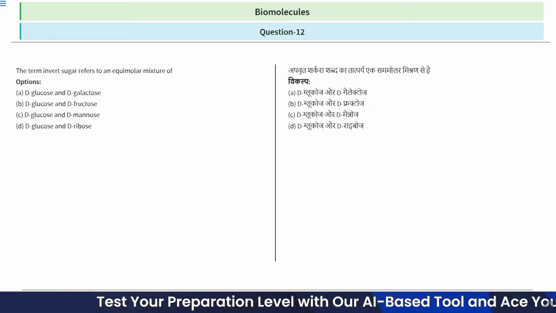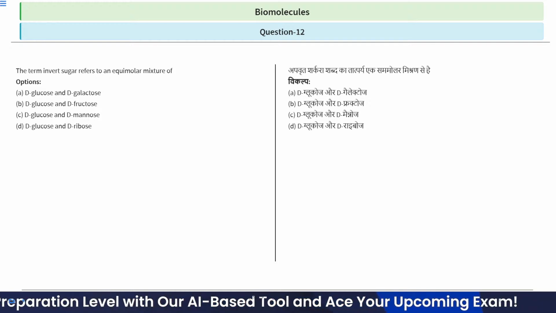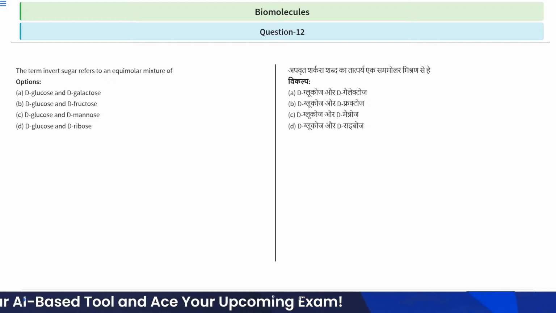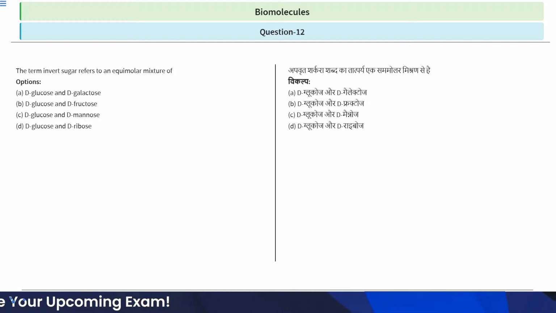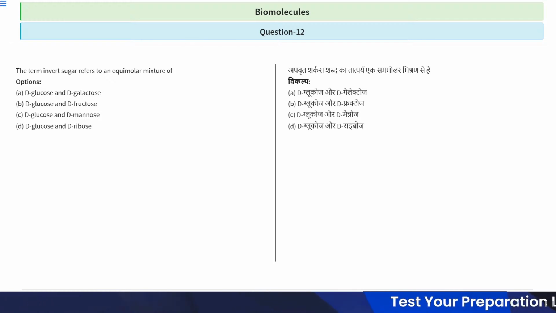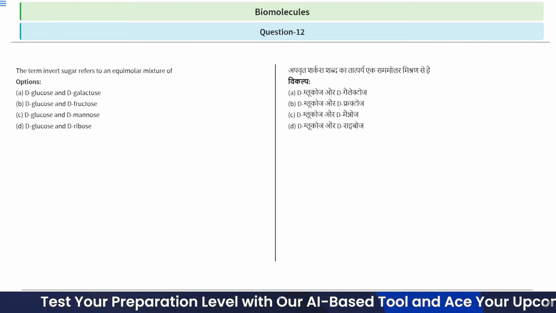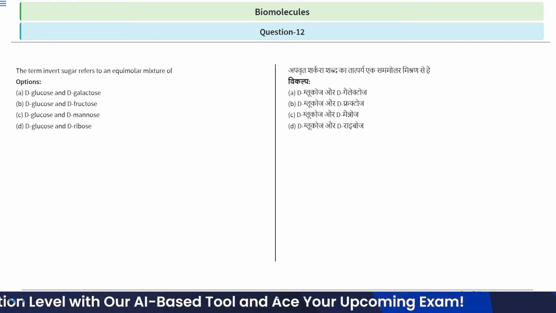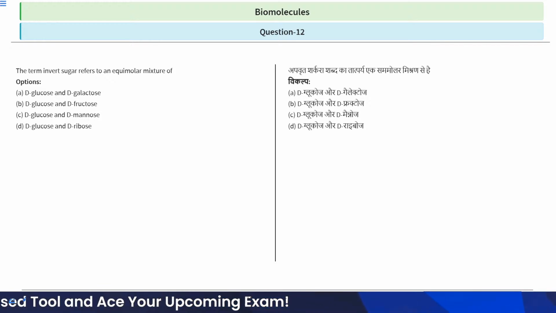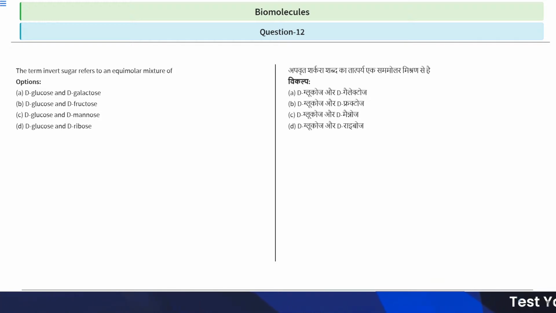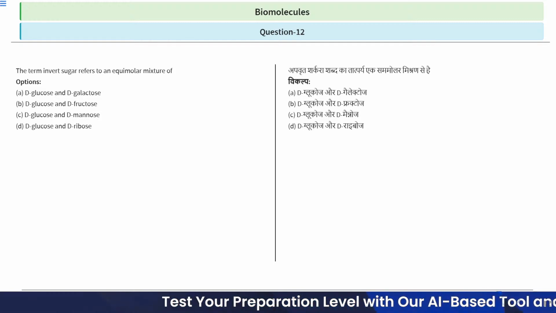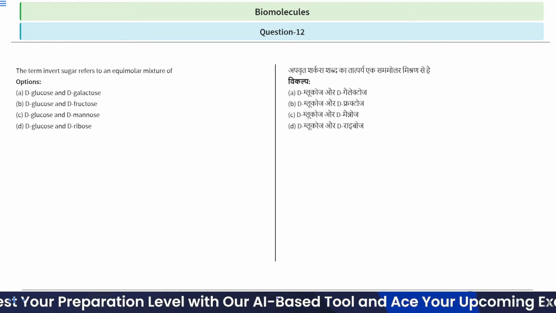The term invert sugar refers to an equimolar mixture of what? So we have asked that the term invert sugar refers to an equimolar mixture, that means an equal number of moles, of which two compounds? Options are D-glucose and D-galactose, D-glucose and D-fructose, D-glucose and D-mannose, or D-glucose and D-ribose. You have 10 seconds to think about this question. After that, we will see the answer.